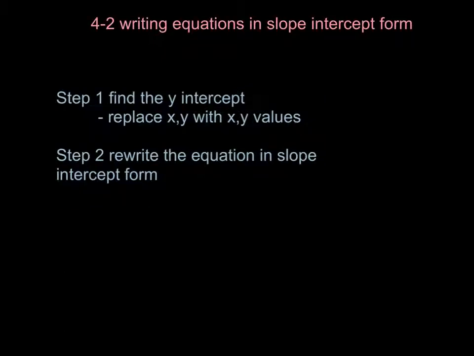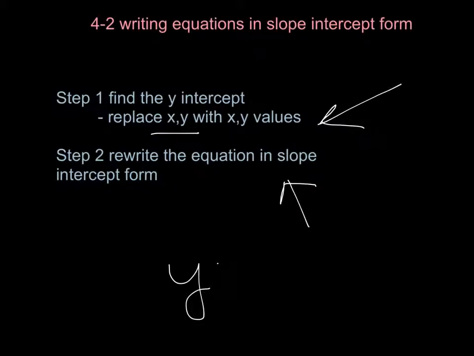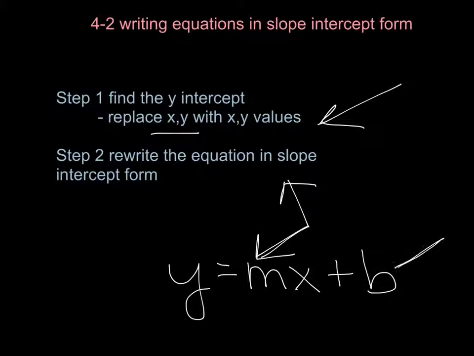Lesson 4-2, writing equations in slope-intercept form. So step 1 is you have to find the y-intercept, and to do so you have to replace the x and y in the equation with the x and y values you've been given. Then once you find that y-intercept, you write the equation in slope-intercept form, which is y equals mx plus b, where m is your slope and b is your y-intercept.